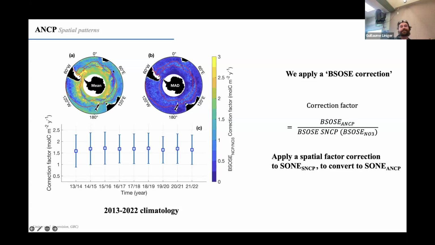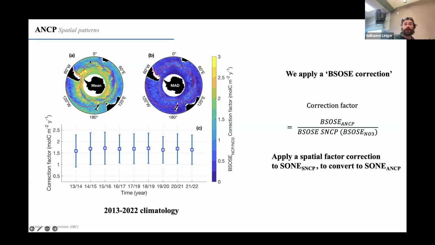We see that between SNCP and ANCP in the model, it's pretty similar if we look at the lower latitude between 30 and 40. And then the discrepancies occur when we go just south of 50 south. And in red are just the fronts for information.